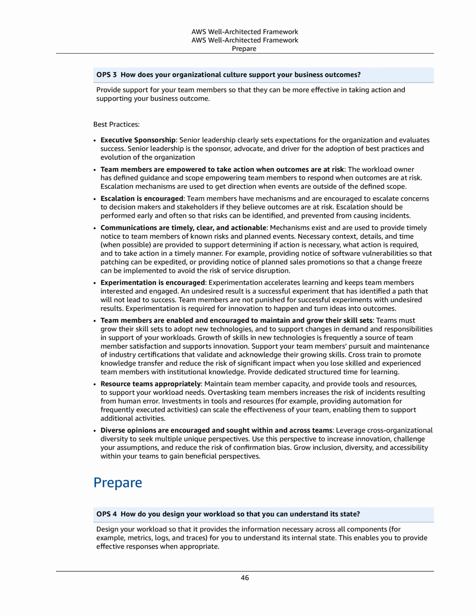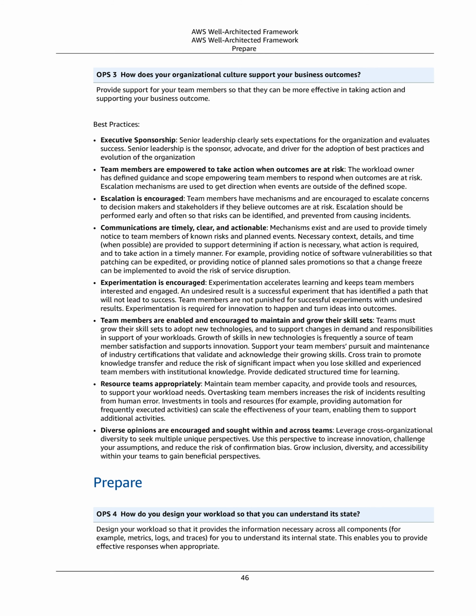Communications are timely, clear, and actionable. Mechanisms exist and are used to provide timely notice to team members of known risks and planned events. Necessary context, details, and time, when possible, are provided to support determining if action is necessary, what action is required, and to take action in a timely manner. For example, providing notice of software vulnerabilities so that patching can be expedited, or providing notice of planned sales promotions so that a change freeze can be implemented to avoid the risk of service disruption.